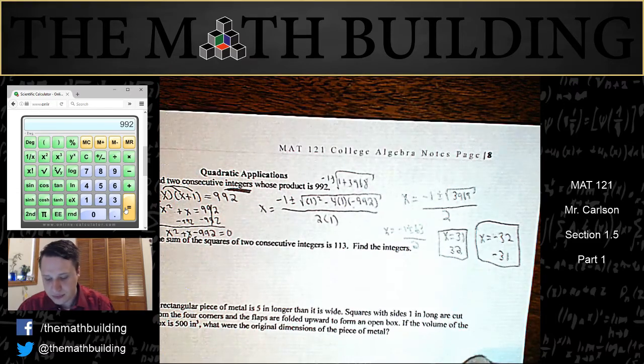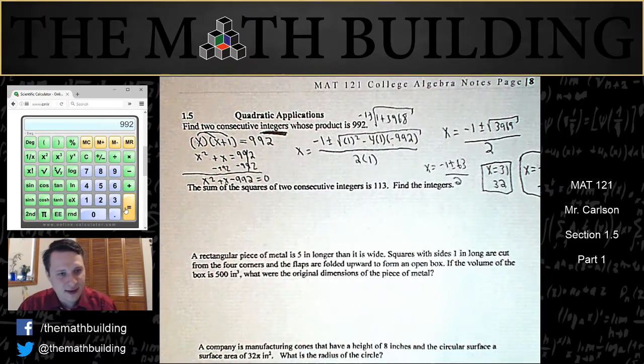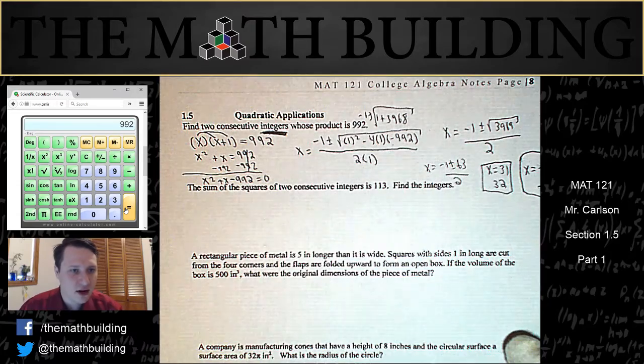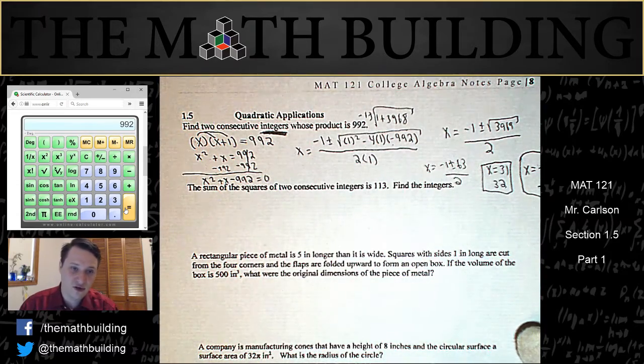Let's do the next one. It says the sum of the squares of two consecutive integers is 113.